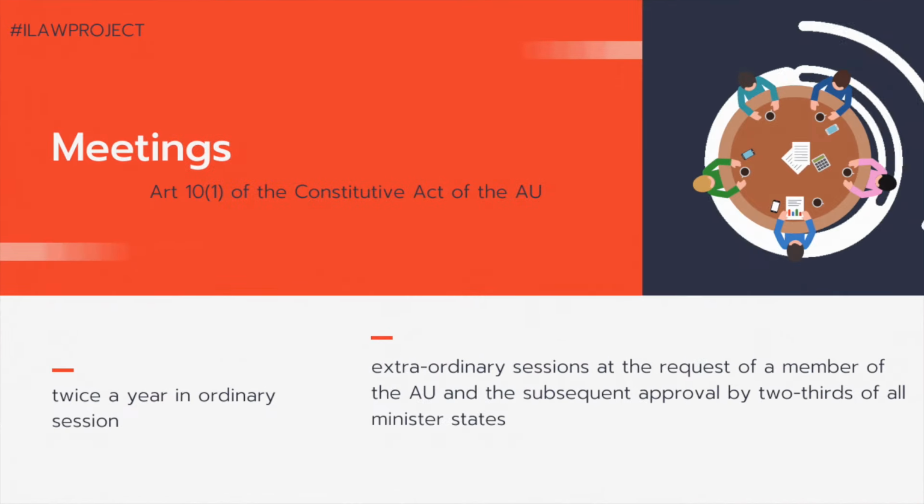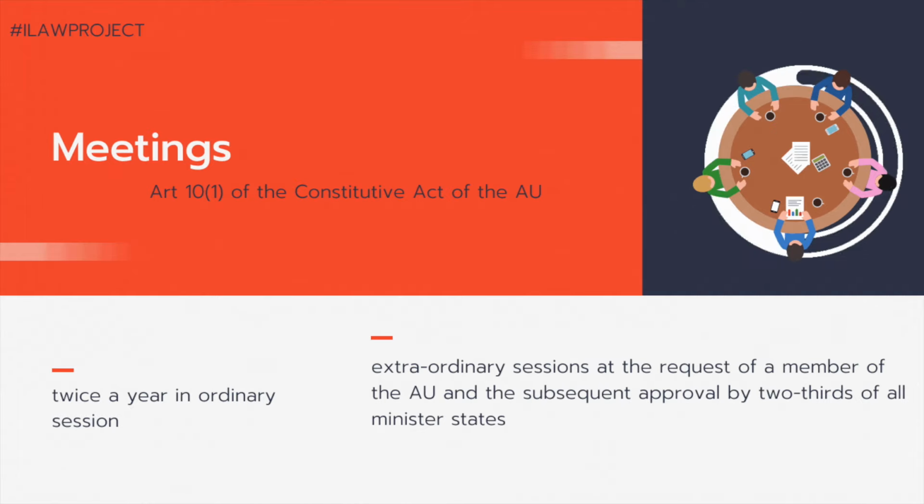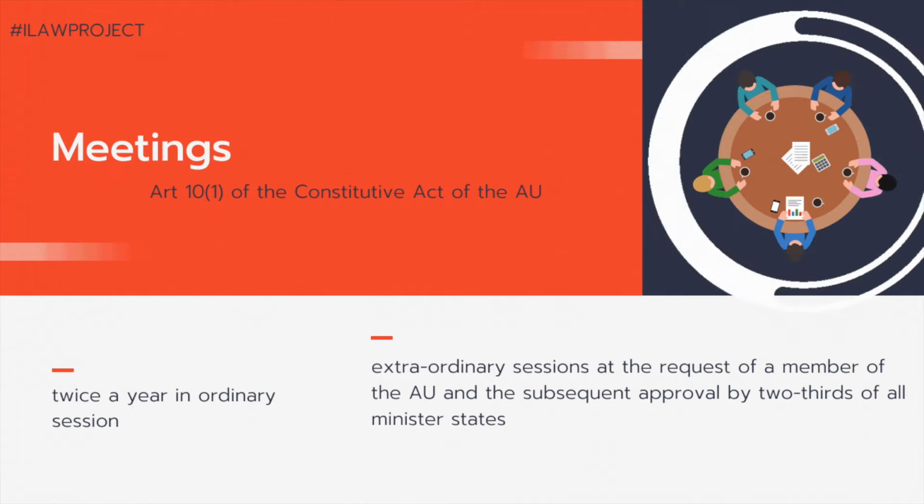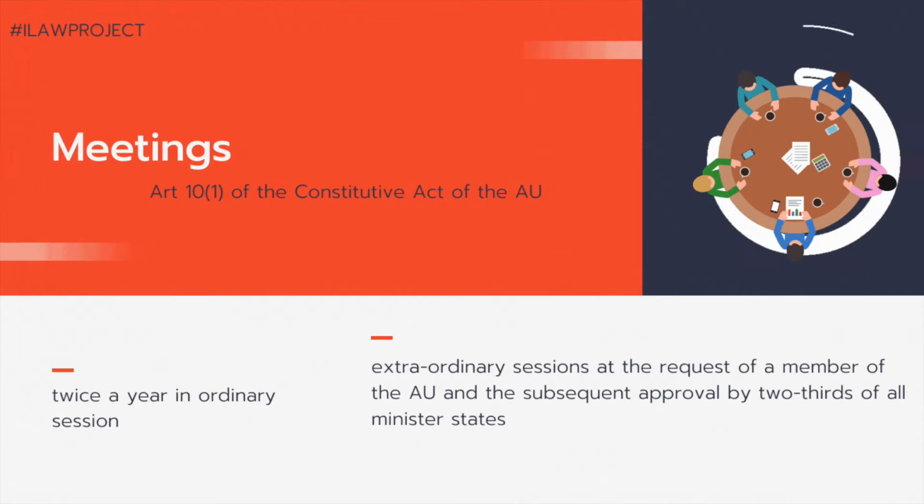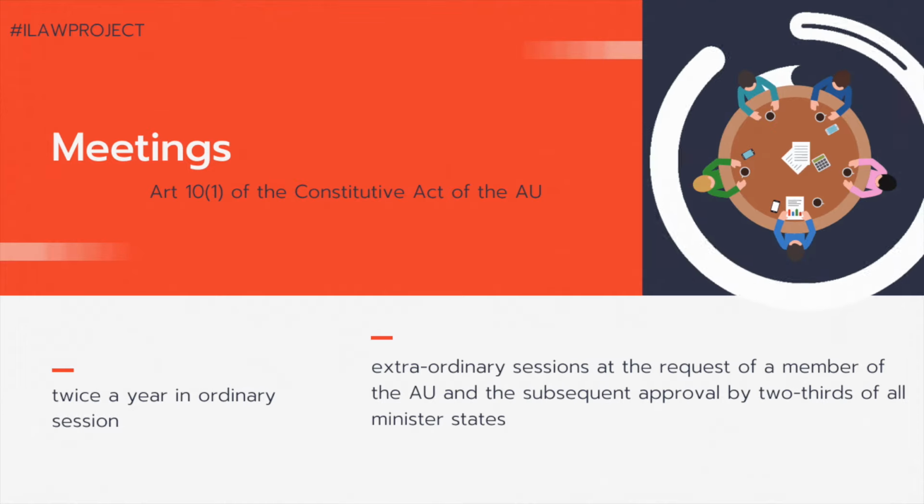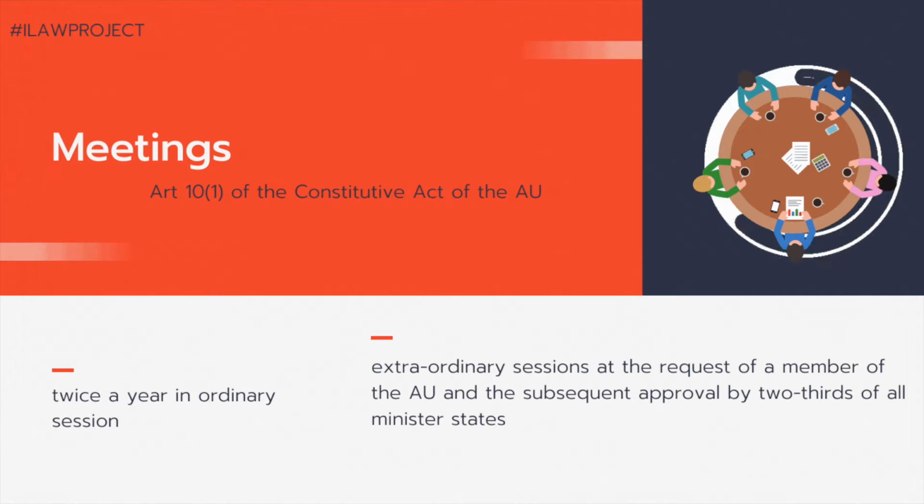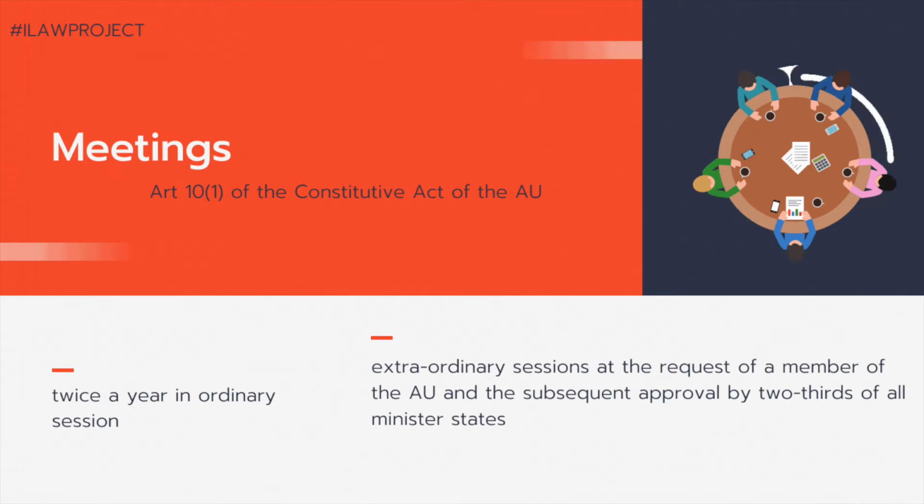The structure of the meetings of the EC is as detailed in Article 10(1) of the Constitutive Act of the AU: at least twice a year in ordinary session, and at extraordinary sessions at the request of a member state of the AU and the subsequent approval by 2/3 of all member states. In terms of its rules of procedure, Article 12 of the Constitutive Act of the AU empowers the EC to formulate and adopt its own rules of procedure.